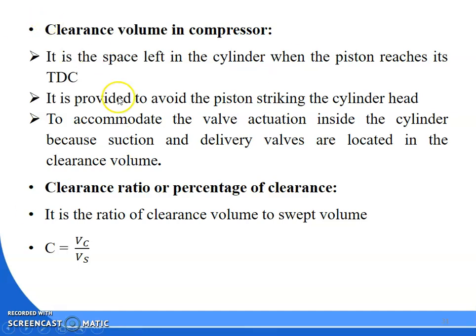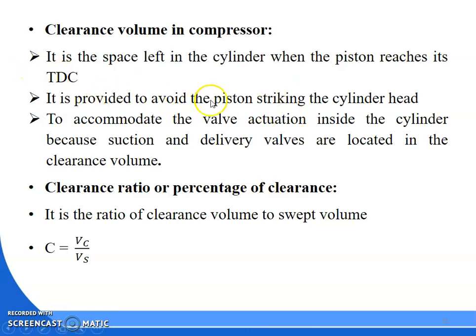So what is clearance? The clearance volume is the space left in the cylinder when the piston is at the TDC position. When the piston is at TDC, the gap or space left between the head of the piston and the cylinder head is known as the clearance volume. In the IC engine case, it is also called the combustion chamber.